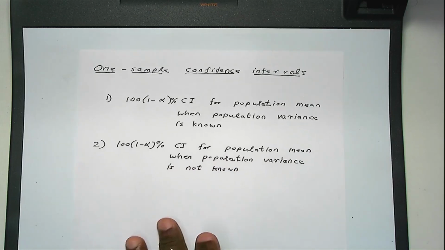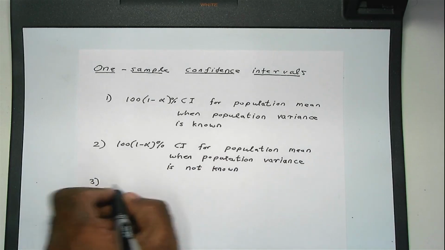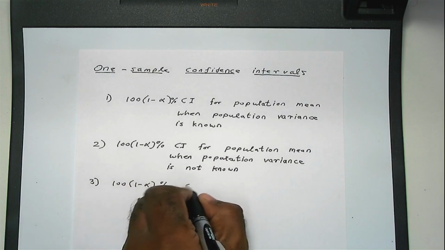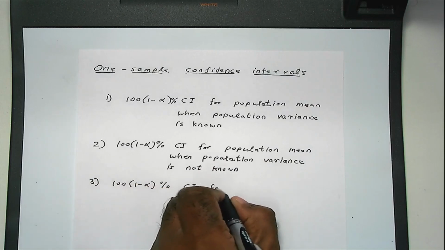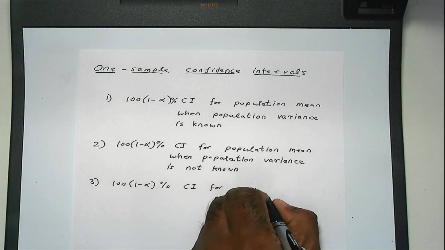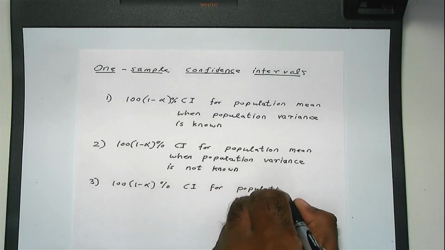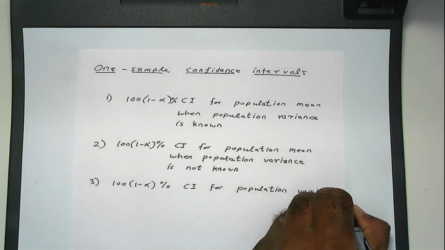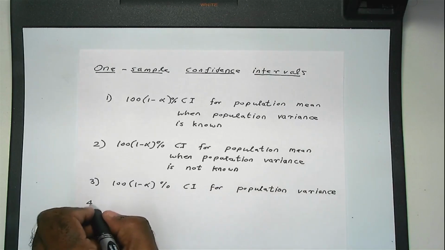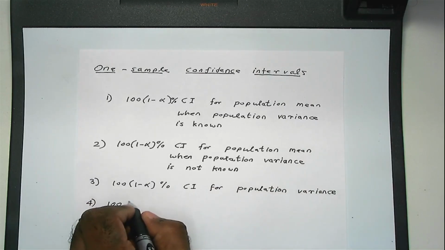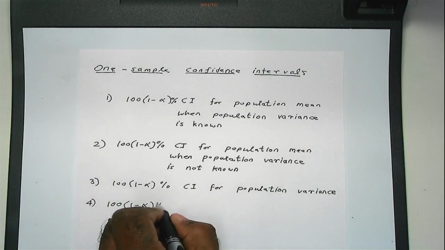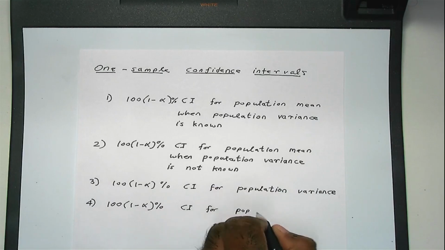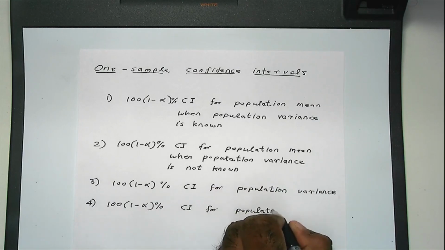Right, and the third one I shall talk about is 100 times 1 minus alpha percent confidence interval for population variance. Okay. And the fourth one is 100 times 1 minus alpha percent CI for population proportion.